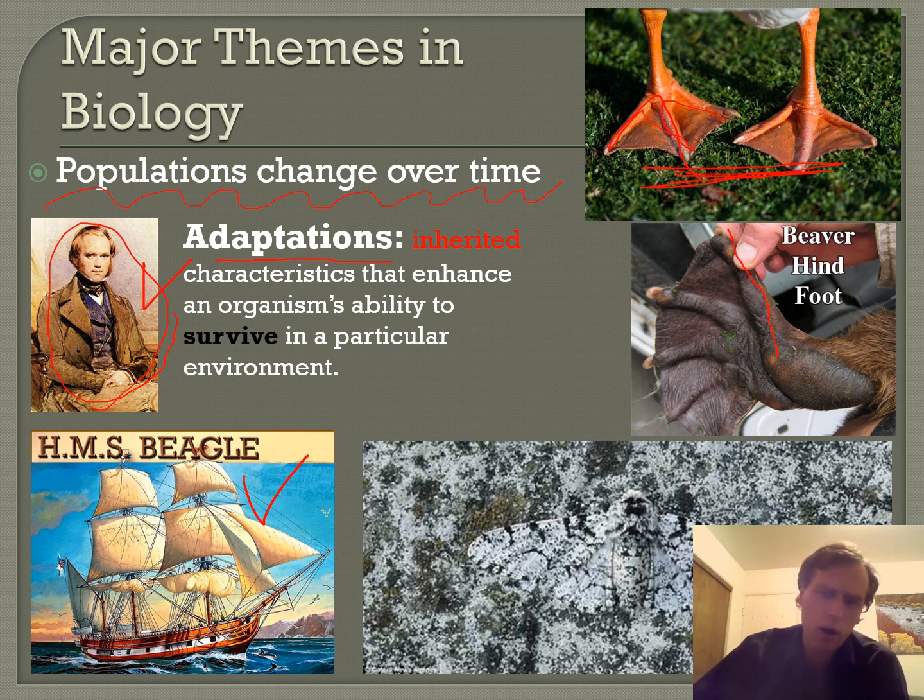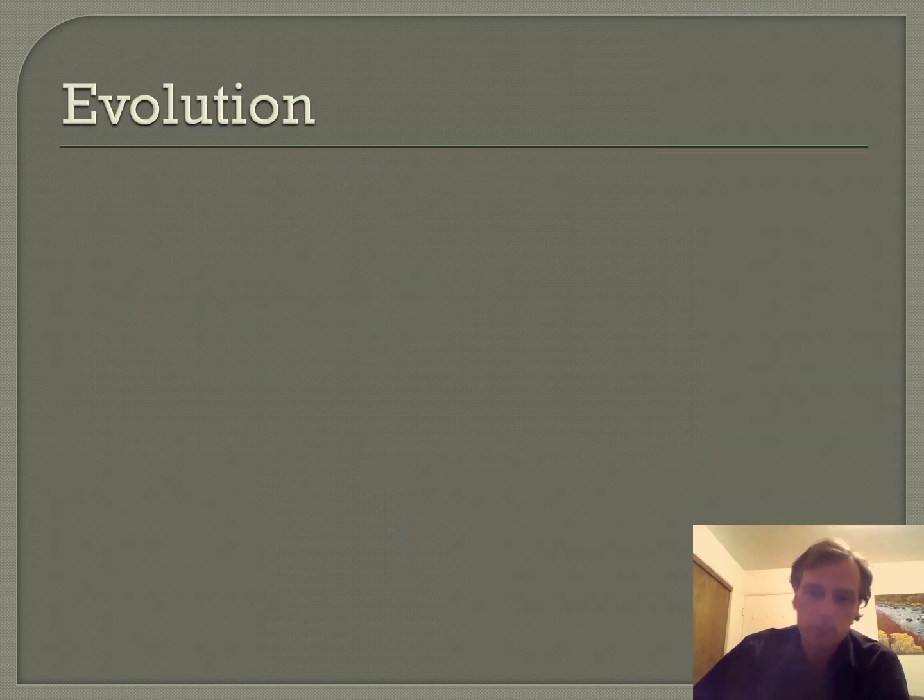Most mammals are land dwelling. There's some exceptions like whales and dolphins, but most are land dwelling. This one is adapted to living in the water a lot. Still got legs to run around. This is the hind foot of a beaver, but notice the webbing in its feet. Here we have a moth, and notice the moth is just really well camouflaged. This is an adaptation. All of these are adaptations.